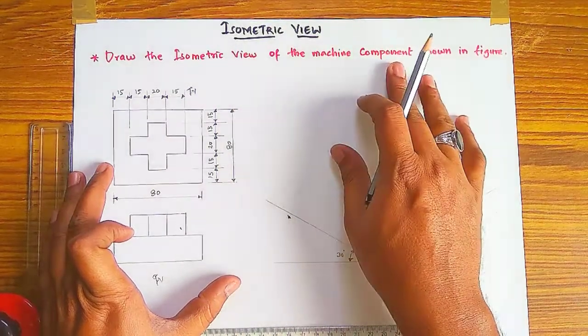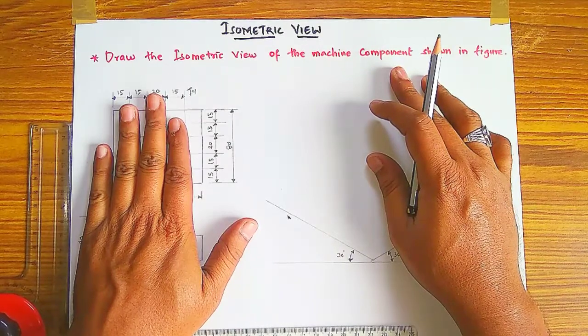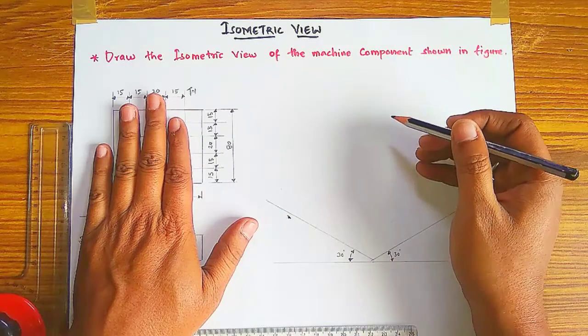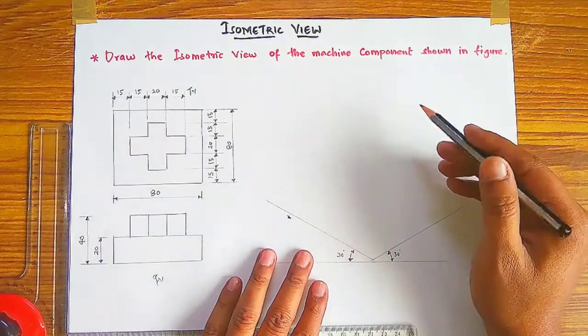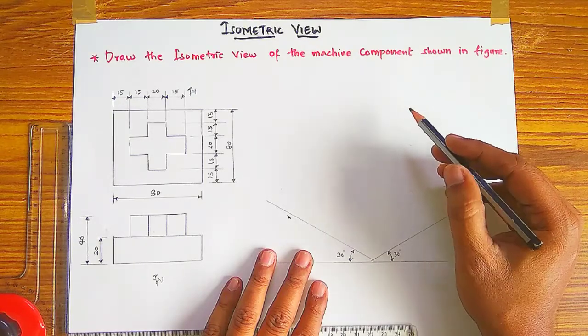Today I am going to explain the isometric view problem of the machine component given in the question. Hope guys, after watching my videos, please practice by yourself, then you will come to understand how to draw this problem. This problem is applicable to diploma, ITI and engineering students, and up to 10 to 15 marks.